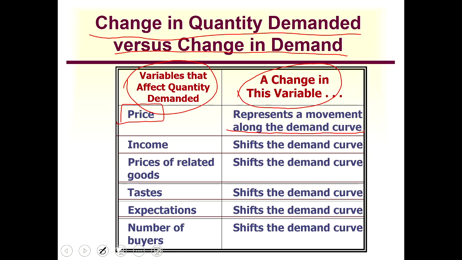And in the case of other variables, which we discussed before, like income, price of related goods, taste, expectations, and number of buyers, these will lead to a shift in the demand curve, a shift to the right or to the left. A shift to the right means an increase in demand, and a shift to the left means a decrease in demand. All right?